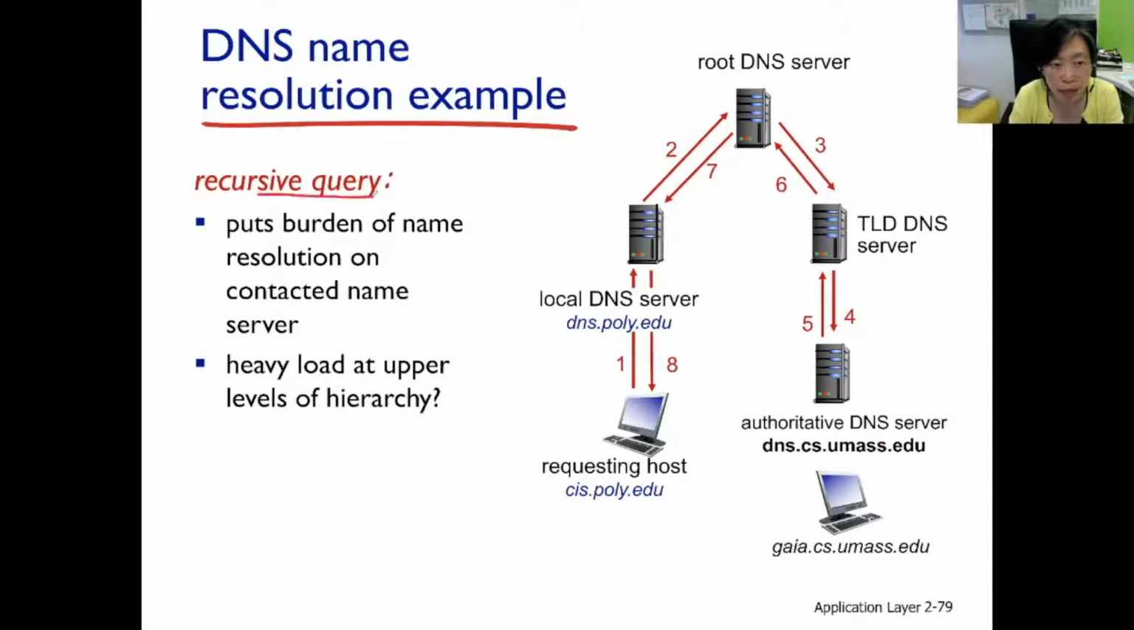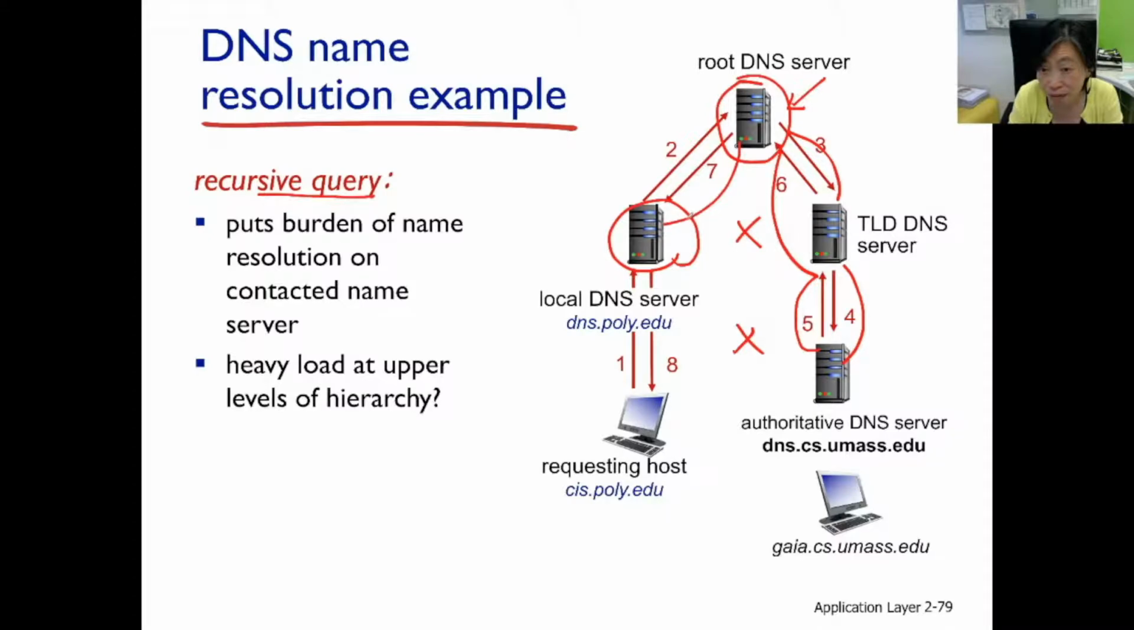Recursive query is the second form of doing the querying. So the local DNS server here will forward only to the root, not contacting the TLD, not contacting the authoritative DNS server. And it will be the root's job to find out what the mapping is. And root doesn't really know the mapping of gaia.cs.umass.edu. So it forwards the query to the TLD. TLD forwards to the authoritative DNS server, and finally the IP address is traversed back. And the root DNS server here sends back to the local DNS server.